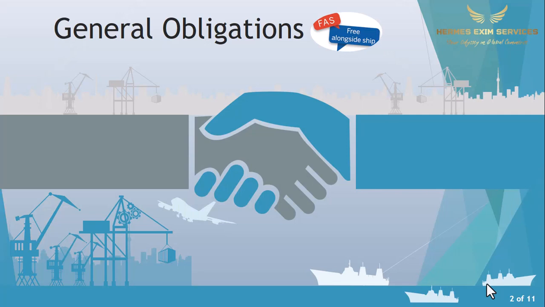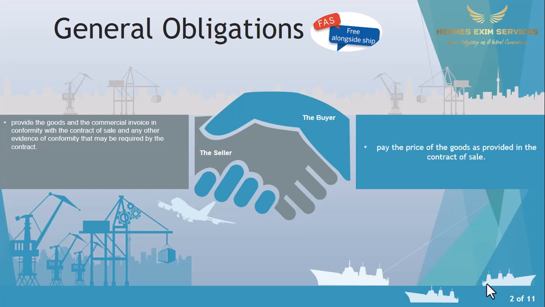In FAS, the seller is responsible for providing the goods and the commercial invoice in conformity with the contract of sale and any other evidence of conformity that may be required by the contract. The buyer must pay the price of the goods as provided in the contract of sale. Remember that any document to be provided by the seller or buyer may be in paper or electronic form as agreed, or where there is no agreement, as is customary.